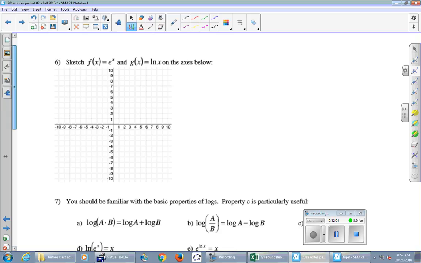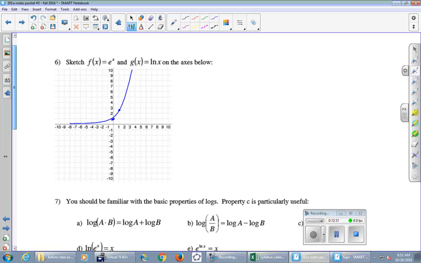Let's just plot 2 points on this thing. If you plug in 0 for x, what do you get? 1. If you plug in 1 for x, what do you get? It is just e to the first, which is about 2.7. So I'm just going to plot 1 and then roughly 2.7. And as I go to the left, I get close to what? The 0, the x-axis. So we'll just draw something here. Exponential growth.